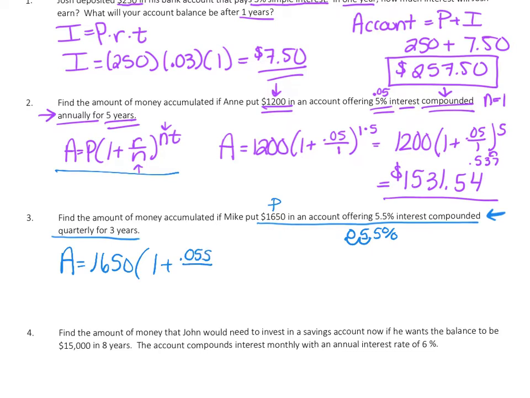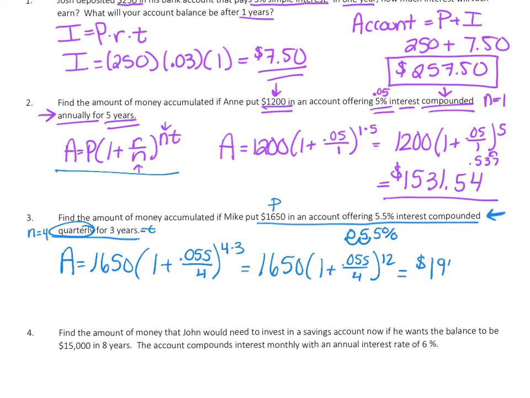Now the N is how many times it's compounded. So compounded quarterly. There's 4 quarters in a dollar, 4 quarters in a basketball game. So N is going to be 4 and 4. So 4 goes in 2 different spots. And then T is time, which was 3 years. So in my calculator, I'm going to put 1,650 times 1 plus 0.055 over 4 to the 12th power. And when I put that in my calculator, I will get $1,943.81.